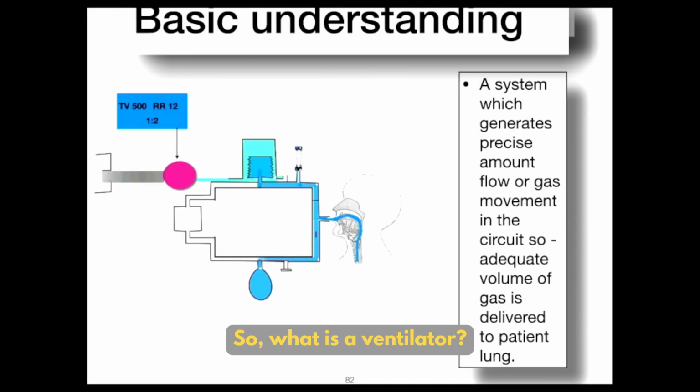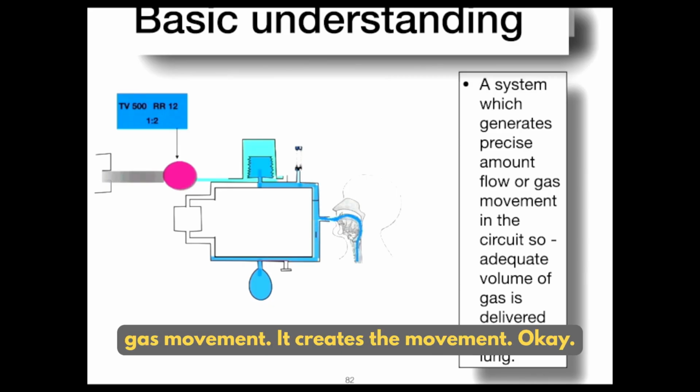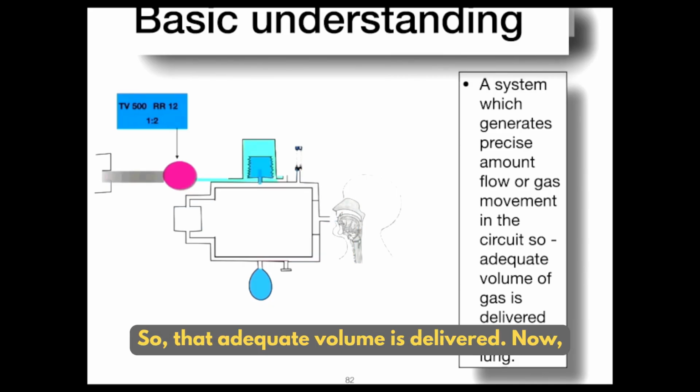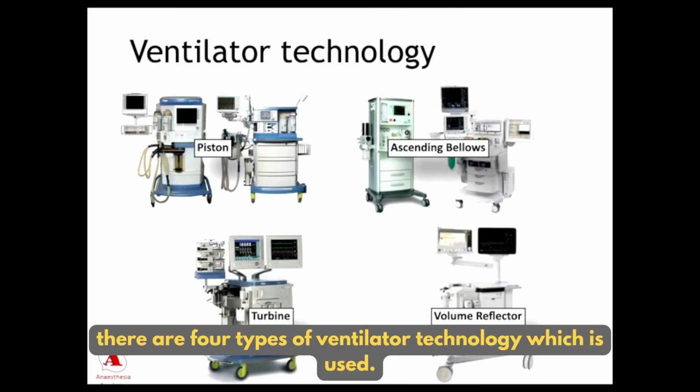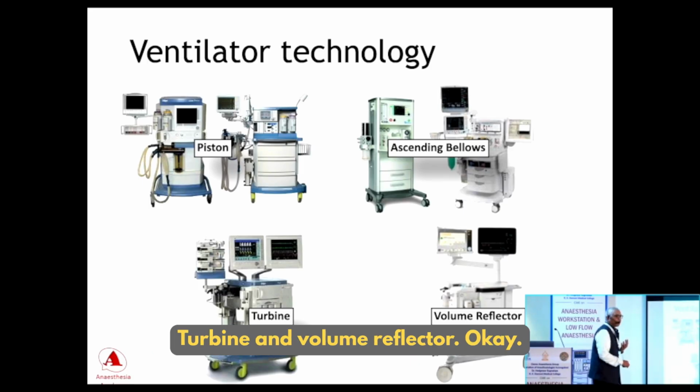So what is a ventilator? A system which generates a precise amount of flow or gas movement, so that adequate volume is delivered. Now there are four types of ventilator technology which are used. One is piston, second is ascending bellow, turbine, and volume reflector.